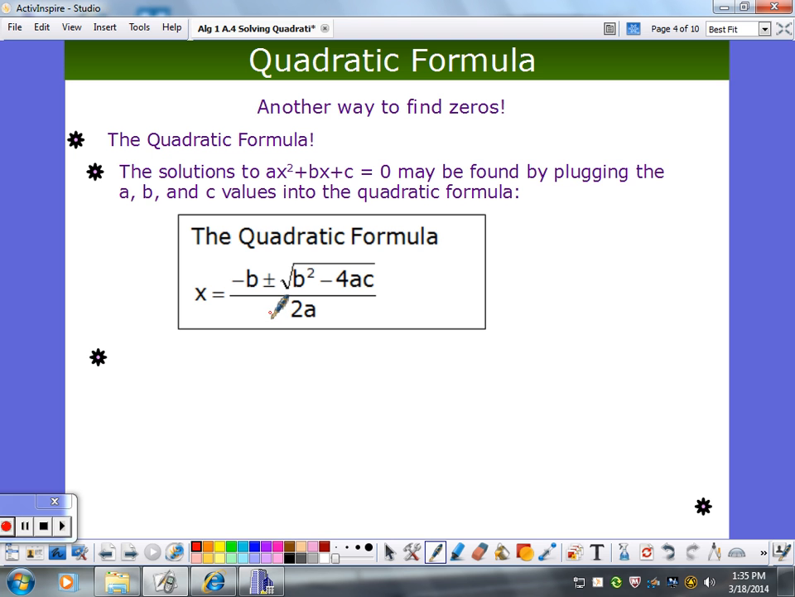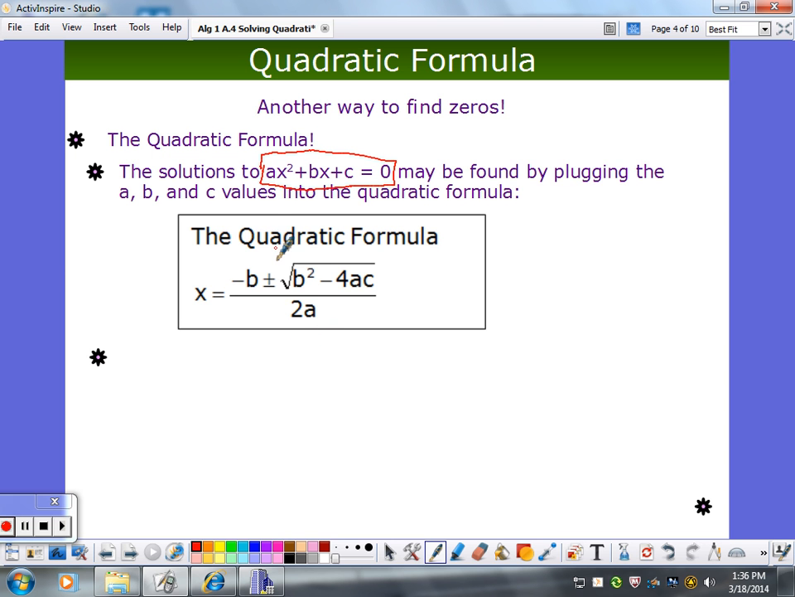The solution to the equation ax squared plus bx plus c equals 0. If you have any equation of this form, you can solve it using the quadratic formula. Now remember what solving means. You're finding what x equals. X will equal this. Negative b plus or minus square root of b squared minus 4ac all over 2a. Yes?